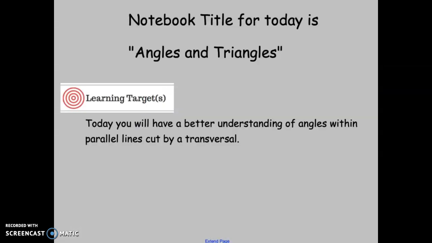All right. So our notebook title for today is Angles and Triangles. We'll be using this for the next probably 4 lessons or so. And our learning target is today you'll have a better understanding of angles within parallel lines cut by a transversal. Oh my golly, I don't know any of those words. Cool. Well, that's why we're here. We're going to do a little learning.